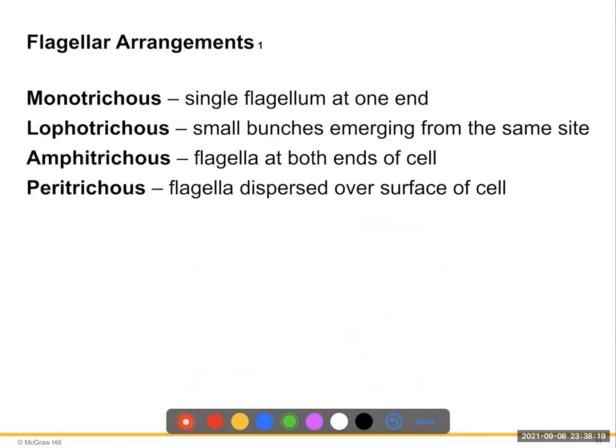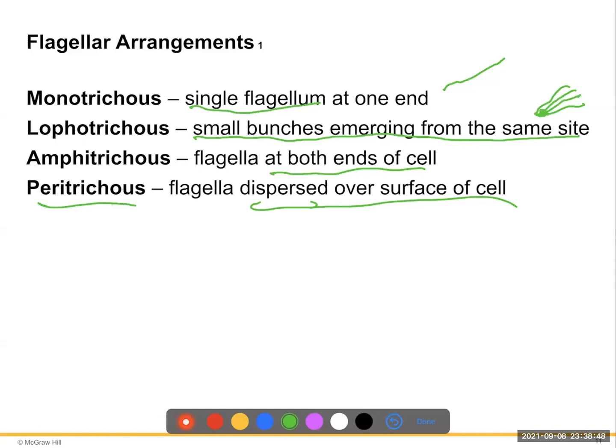There's different types of flagellar arrangements. There's monotrichous, which is a single flagellum at one end. There's lophotrichous, which is small bunches emerging from the same site. So you have one flagellum coming out of the end of the bacteria, or you have multiple flagella coming out that are smaller, all come from the same site. Amphitrichous, where you have flagella at both ends of the cell, and peritrichous, which is dispersed all over the cell surface. We'll give you different examples of those.